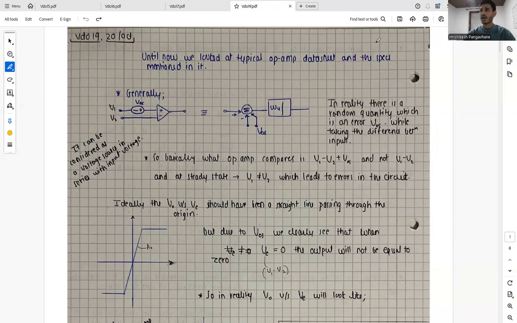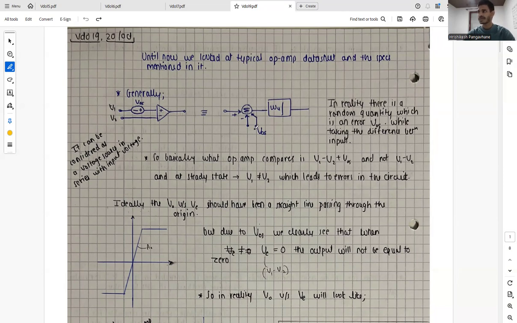And until now, we looked at a typical op-amp datasheet and the specifications mentioned in the datasheet. So we'll deep dive more into those specifications, and let's start with offset voltage VOS. And generally, our idea was of comparing the two inputs, taking the difference and integrating it to the desired output.